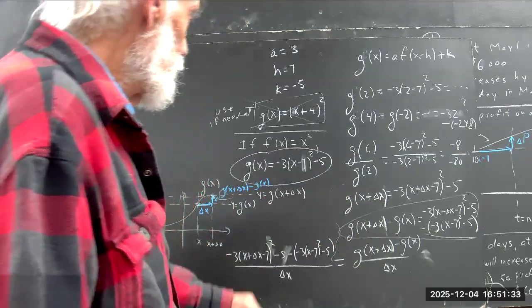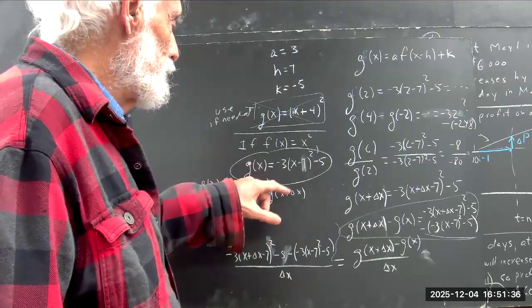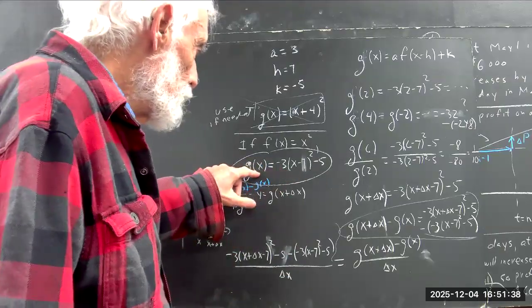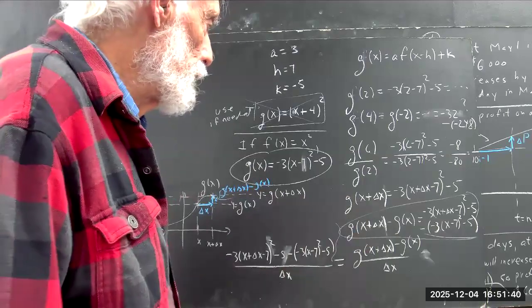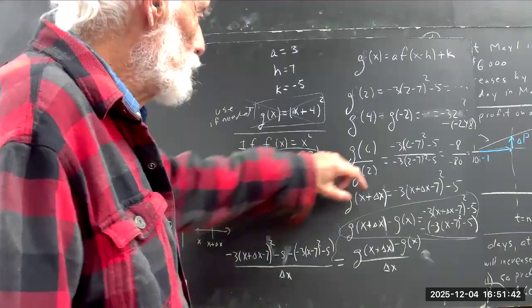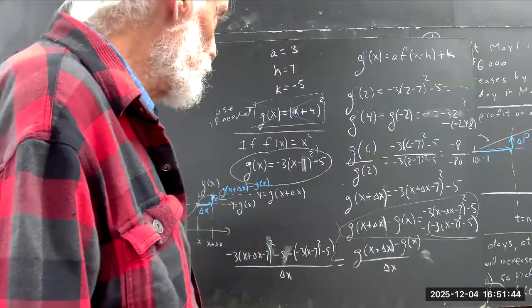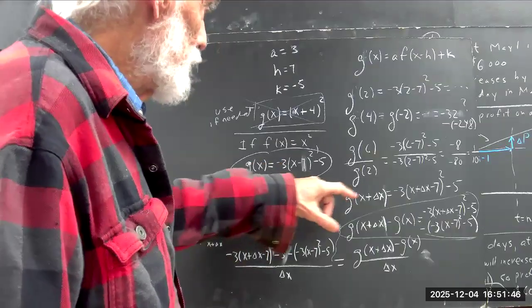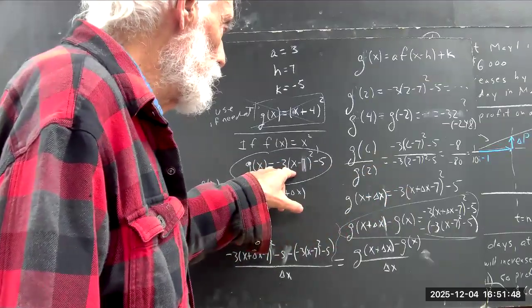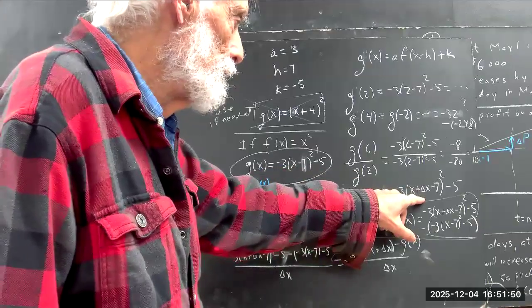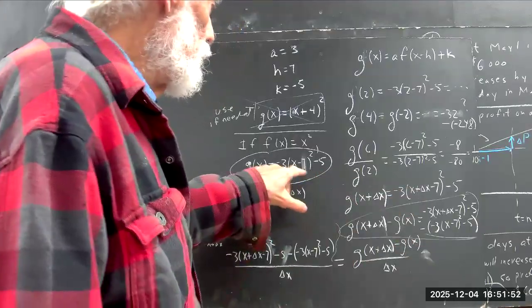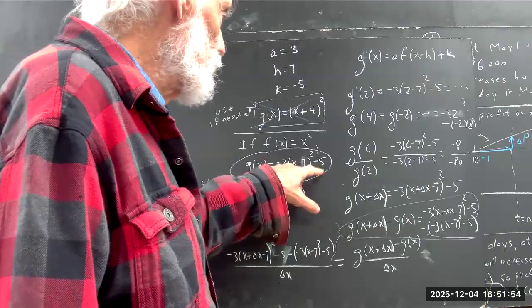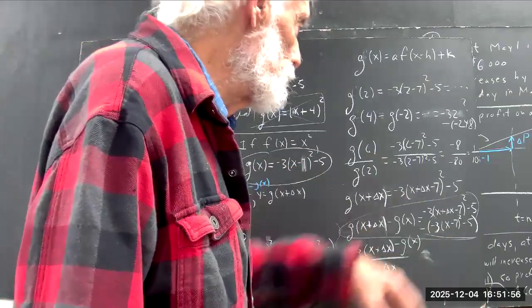Well, you see, g of x is this. Compare g of x with g of x plus delta x, which means x has been replaced with x plus delta x. So we've got to write an x plus delta x wherever we got an x, and that's what we get here. Okay, so if we replace x by x plus delta x, this expression becomes this expression.